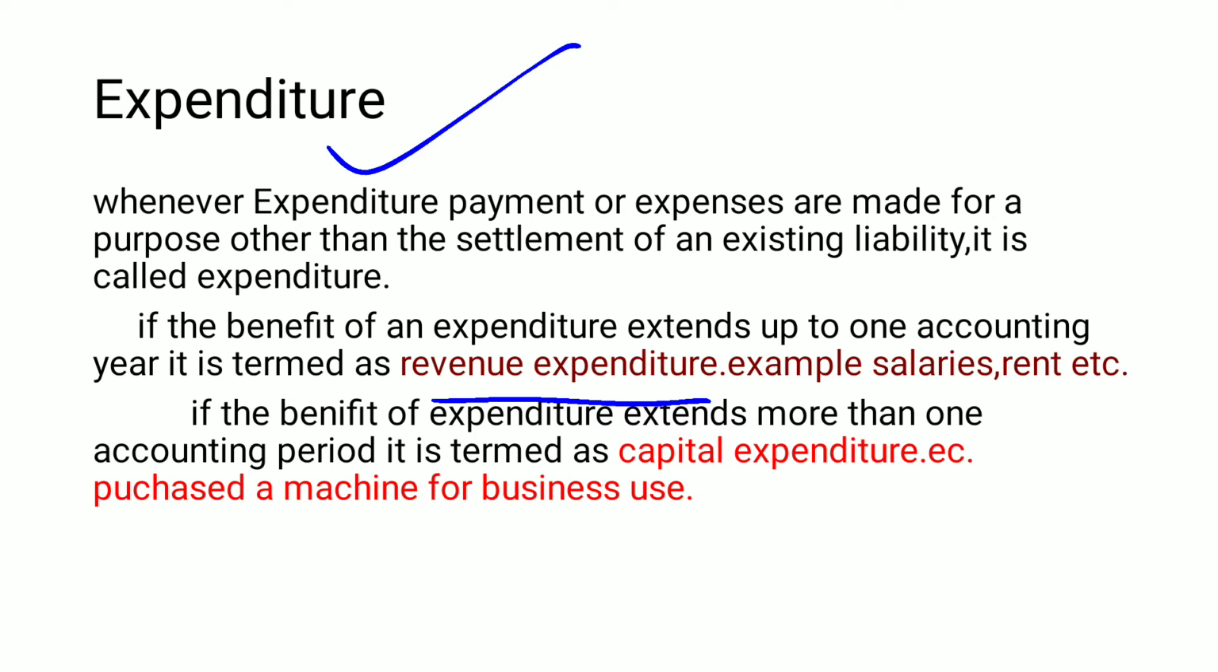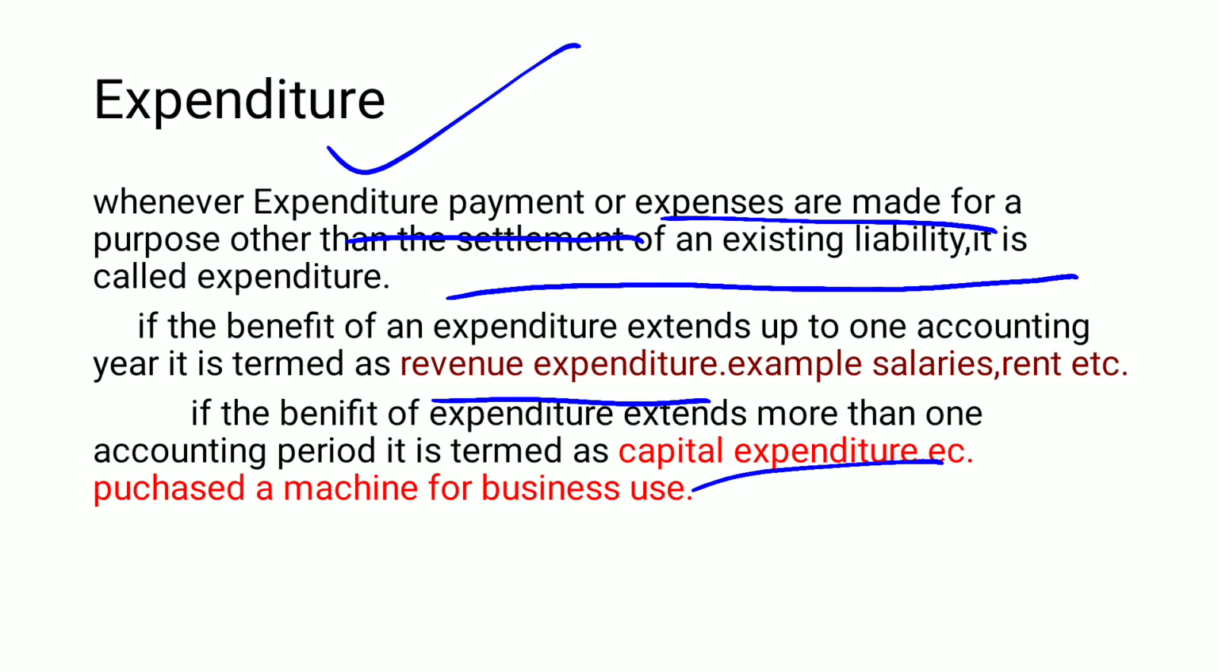Whenever expenditure is made for the purpose of making payment, or expenses are made for a purpose other than the settlement of an existing liability, it is called expenditure. Next, what do you mean by revenue expenditure and capital expenditure? If the benefit of expenditure extends up to one accounting year, it is termed as revenue expenditure.